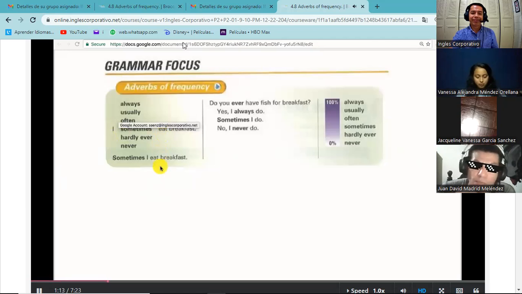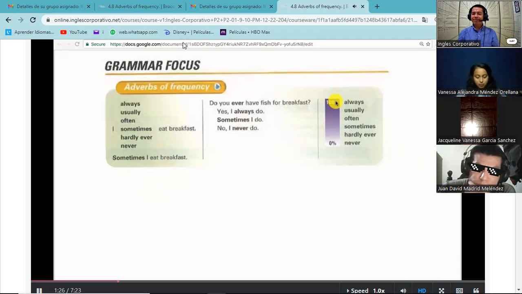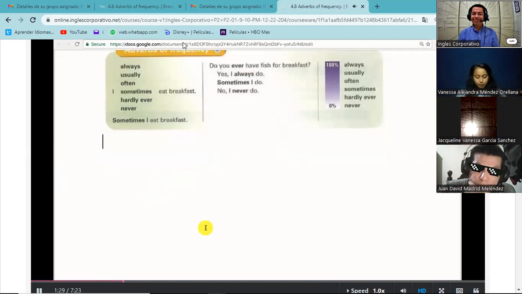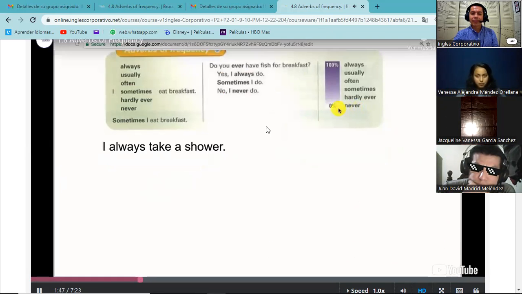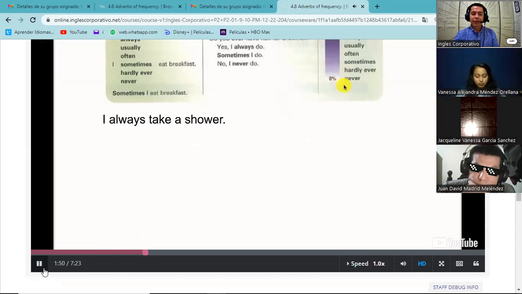For example, if you would like to express that you take a shower every day, 100% of the time, that will be always. You can use adverbs of frequency for that. For example, I always take a shower. This means I take a shower 100% of the time. If you would like to express that you never smoke cigarettes, this means 0% of the time.